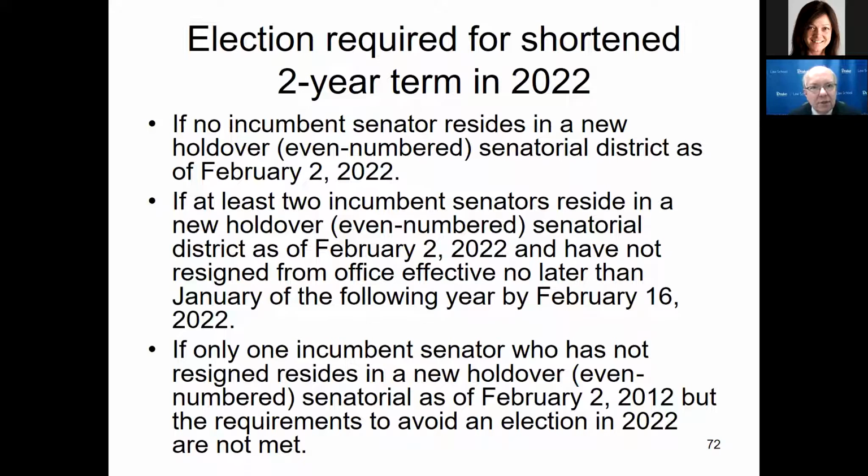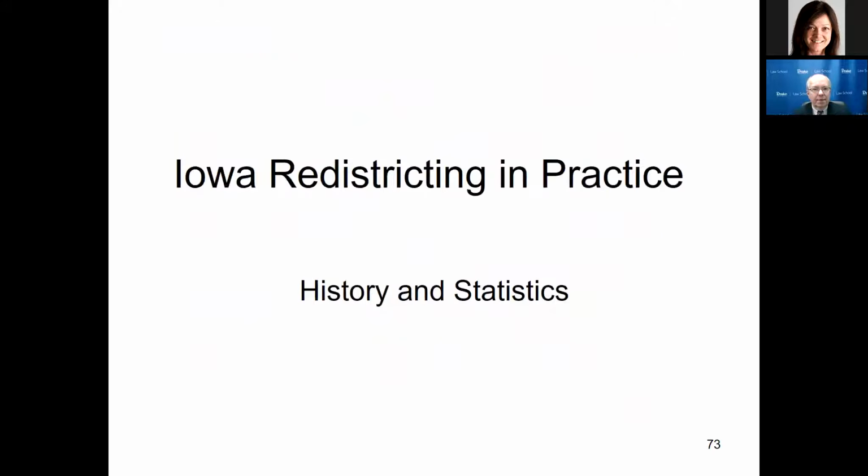Obviously, an election would be required for a short 2-year term if those conditions are not met. If there are no incumbents residing in that new holdover district, or if more than one incumbent senator resides in that district, an election will be required for a shortened 2-year term.